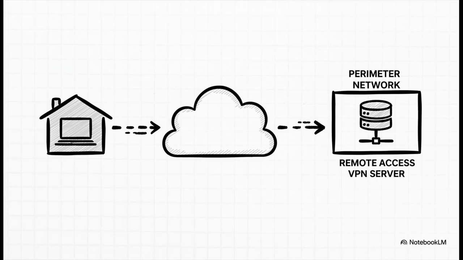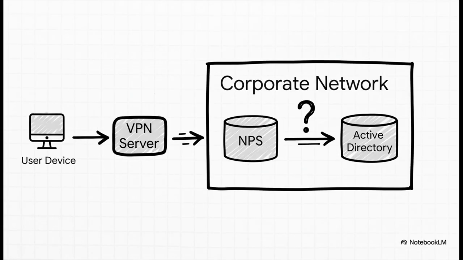So it all begins out there on the internet. Imagine your user is at a coffee shop or in their home office. Their Windows machine kicks off a connection request and sends it to your remote access VPN server, which is sitting safely in your perimeter network. Now, here's where the design gets really, really smart from a security perspective.